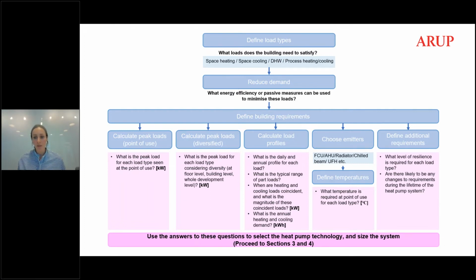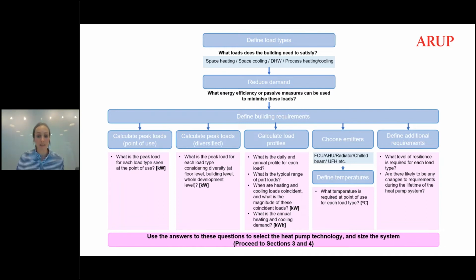So the diagram that Mike showed before showed the structure of the document, and we really tried to make sure that it walks the reader through how you might make some of the key design decisions. One of the key design stages when you're looking at a heat pump system is to really understand the loads of your building and any requirements for those loads.